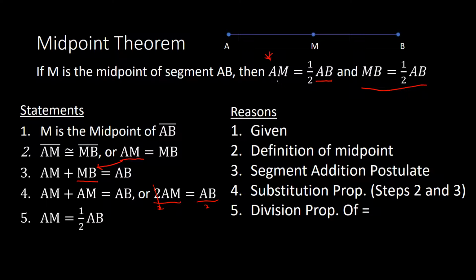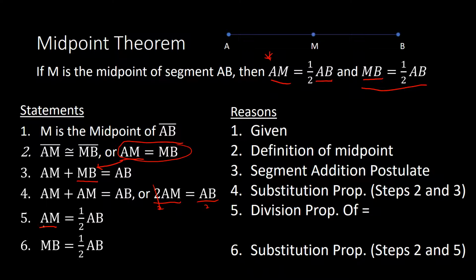So if we just replace AM with MB, then we have the second part of this statement. In place of AM, I'm going to put in MB because they're the same thing, right up here, AM equals MB. So in place of AM, I put MB, and the reason is because I'm substituting MB in place of AM. So we are done. We have both statements that we were trying to prove, and we have all the steps and all the reasons, and we are finished with the midpoint theorem.